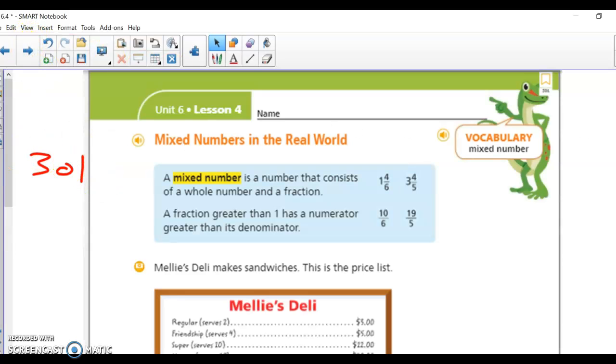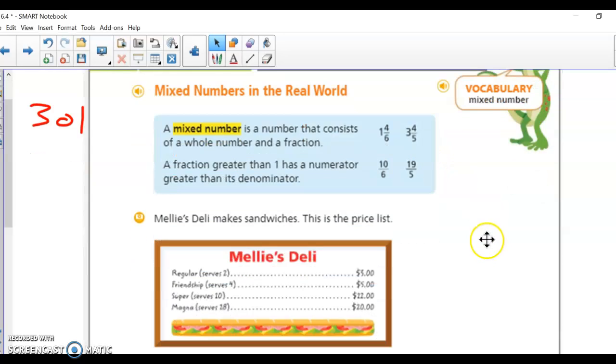I want to start in your workbook today. So we're on page 301. Open up to page 301. And let's just look at what a mixed number is. A mixed number is exactly what it says. It's a number that consists of a whole number and a fraction. So here you see 1 4/6 or 3 4/5. So it's got whole numbers and then parts of a whole as well.